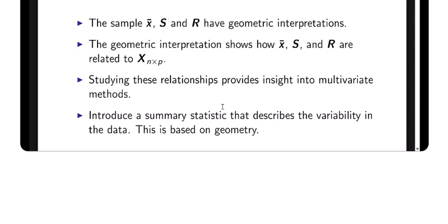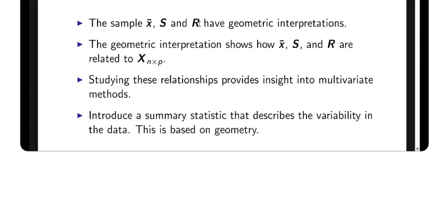Now we have three basic statistical measures of importance: the sample mean vector, the sample covariance, and R, which is the correlation matrix. In high dimensional data, the basic statistical measures that we want to obtain are these three.